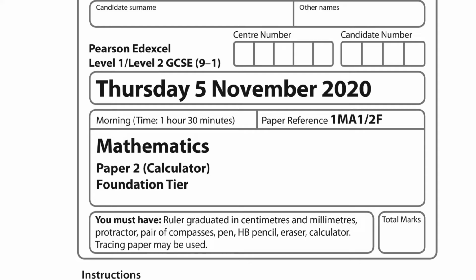Hi guys, this is the Edexcel GCSE 9-1 Maths Paper 2 from the Foundation tier, and it's from the November 2020 series.